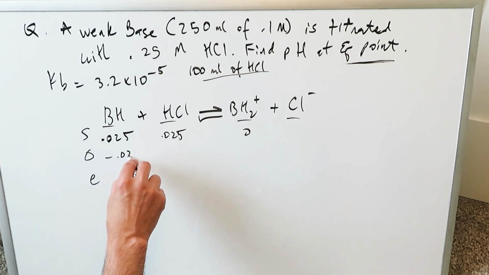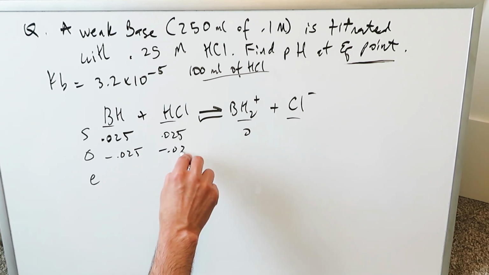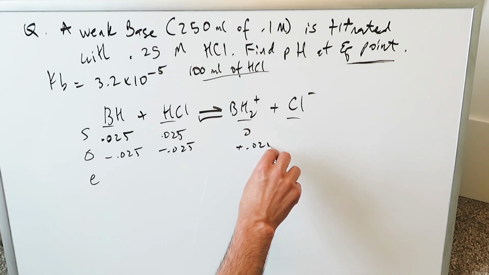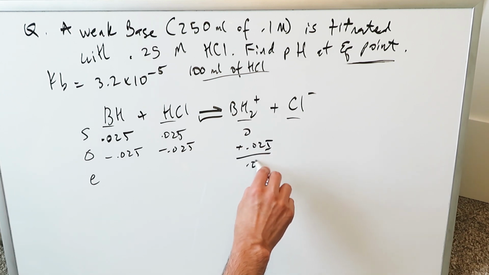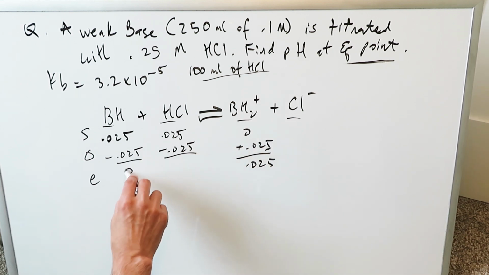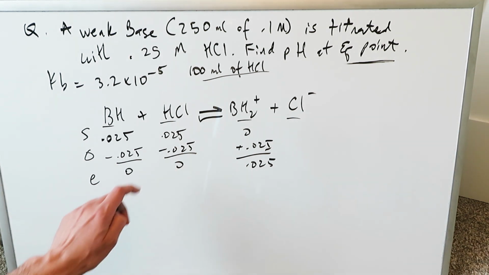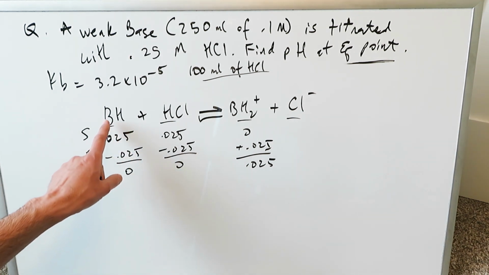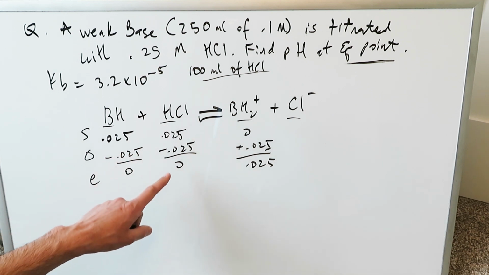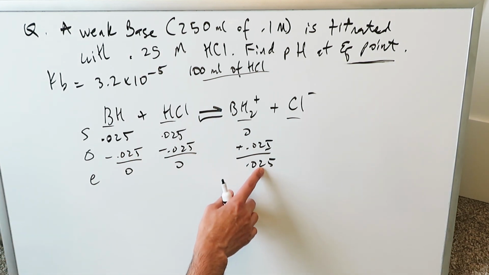This will decrease by 0.025. This will decrease by the same amount. This will increase by 0.025. When you do this, you're getting 0.025 here, but these are zeroing out. Why are they zeroing out? Because at equivalence point, moles base, your weak base, is equal to moles of your strong acid. This is the only thing which remains.